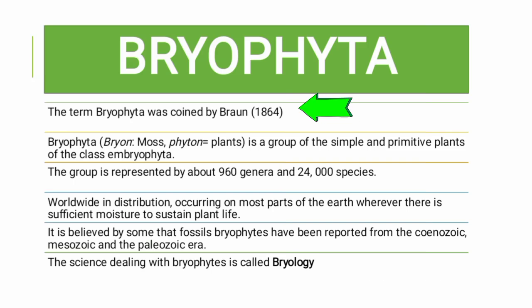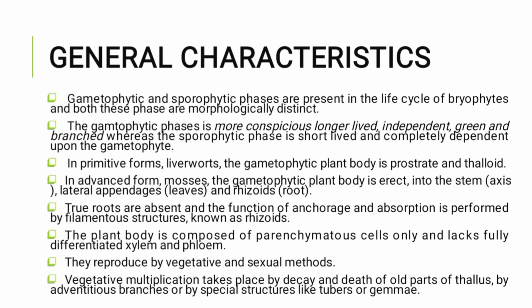The term bryophyte was coined in 1864, and basically it means mosses. There are about 960 genera and 24,000 species, and they have a worldwide distribution. The science that deals with bryophytes is called bryology, and these are the general characteristics. They show alternation of generations. It means they can be gametophytic and sporophytic.